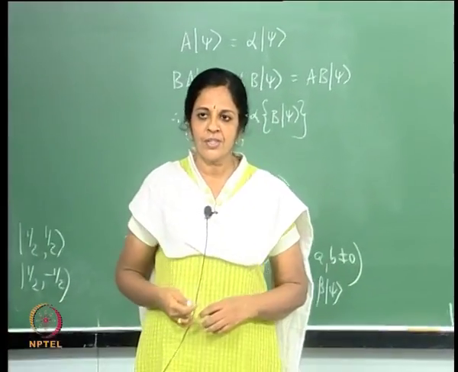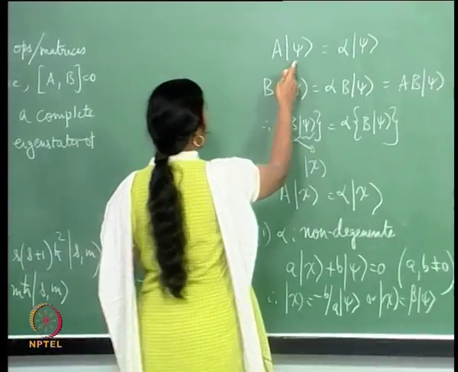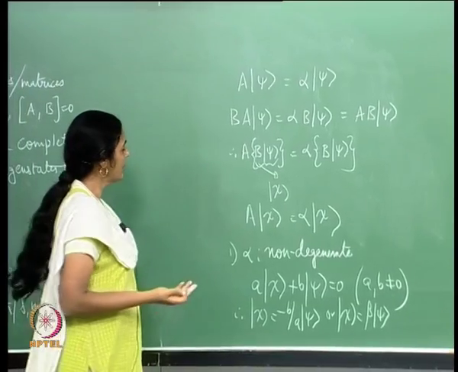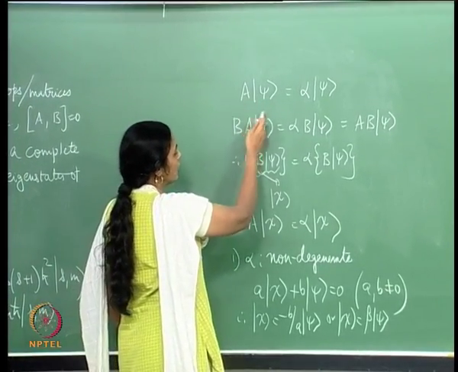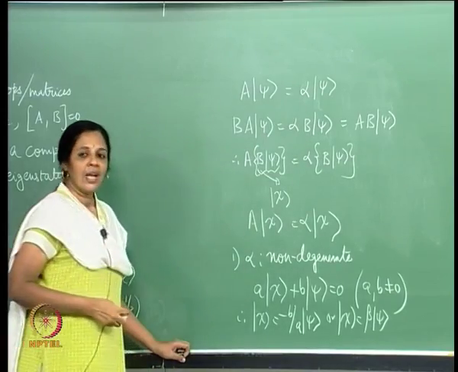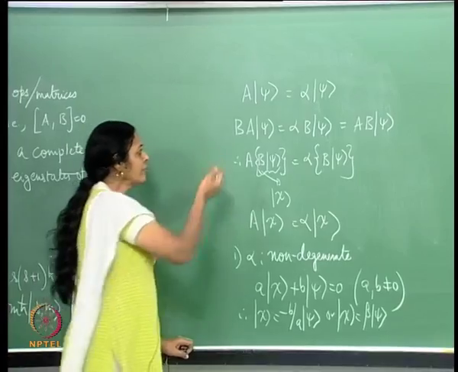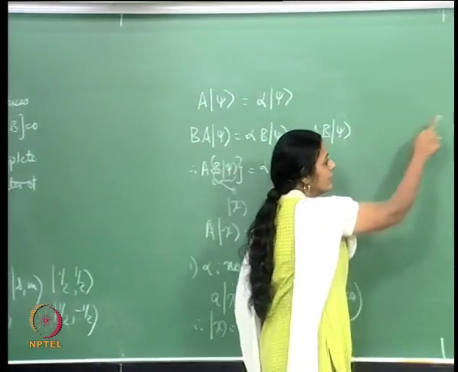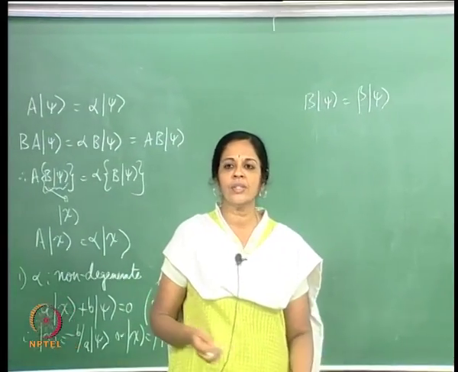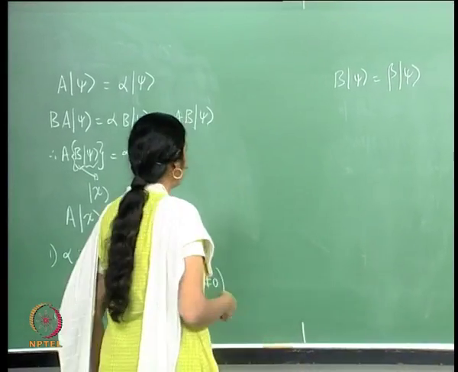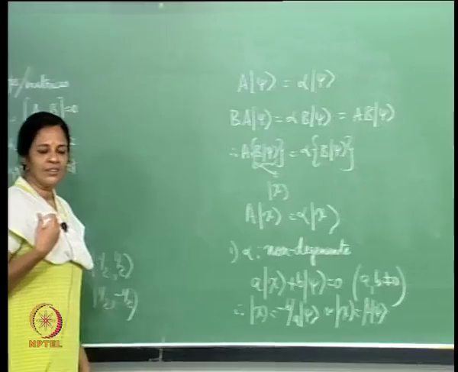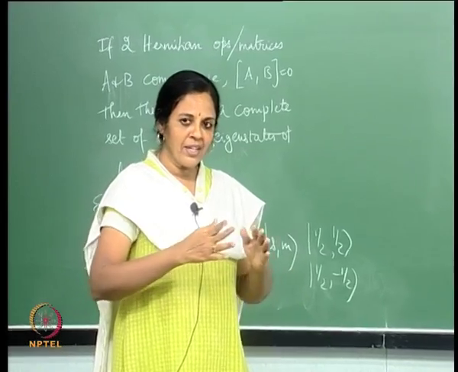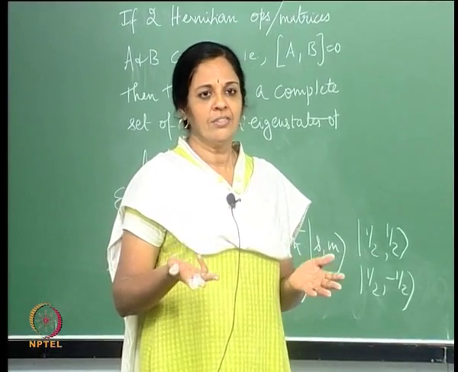What is it that we have established? If psi is an eigenvector of the Hermitian operator A, we are only concerned with Hermitian operators, with eigenvalue alpha, and alpha is non-degenerate, and if B is a Hermitian operator which commutes with A, psi is also an eigenvector of B, in general with a different eigenvalue beta. We have already shown earlier that the eigenvectors of A form a complete set which spans the entire relevant linear vector space.